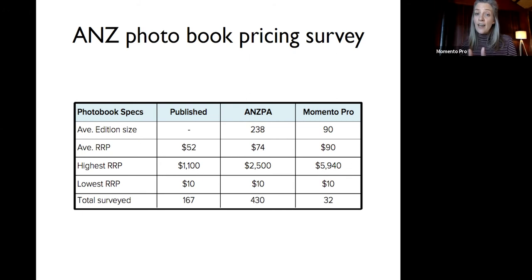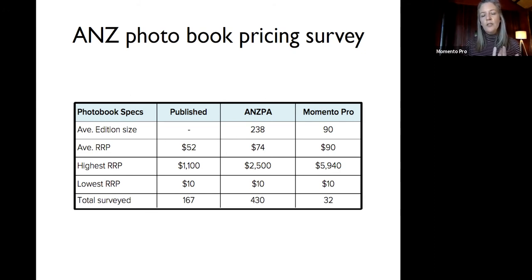With the ANZPA, Australia New Zealand Photobook Award column there, you'll see that the average RRP was $74. And the reason I think that we ended up with a higher RRP from those people surveyed is because this is your more independent art book published, photo book lovers. The works are produced by independent publishers who do smaller runs, some overseas and some international.